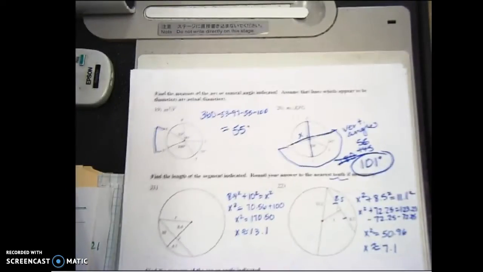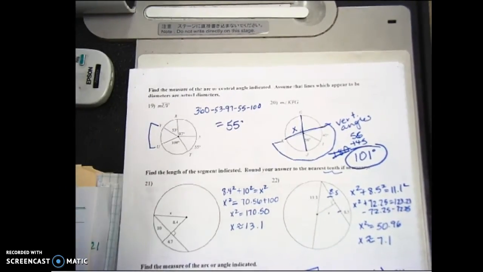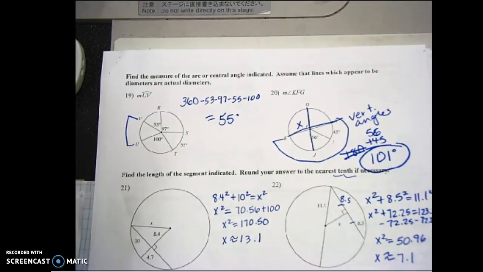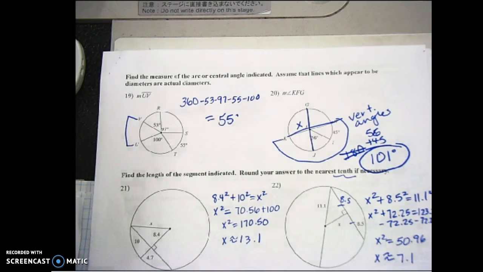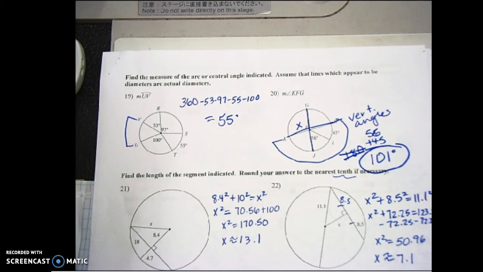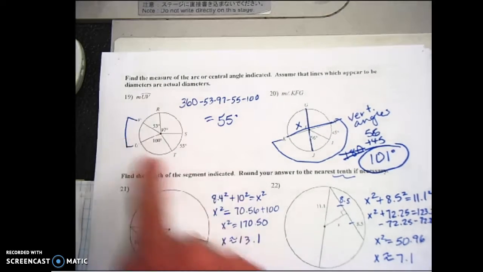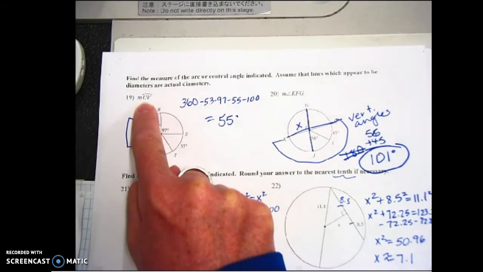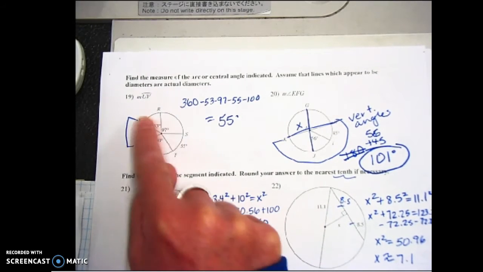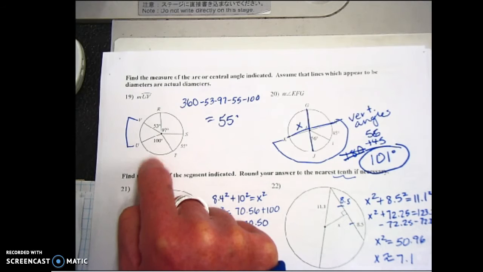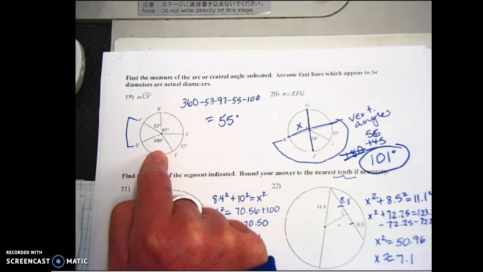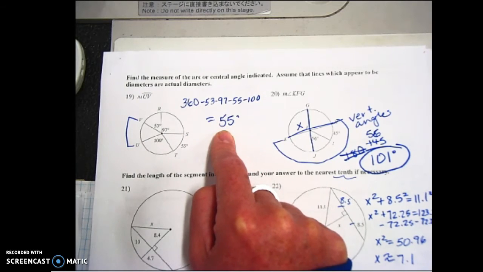Top of page 3, you're going to find the measure of the arc or central angle indicated. Looking always for 360, 180, or 90. Those are always going to help you. So for number 19, I used the 360, which is the total. And we wanted the measure of UV. So from here to here, of course, the only one that's not listed. So altogether, they should be 360. So I subtracted the 4 that I knew and got 55.